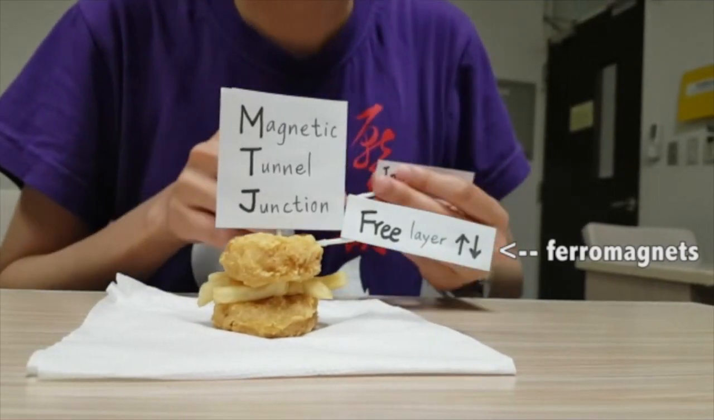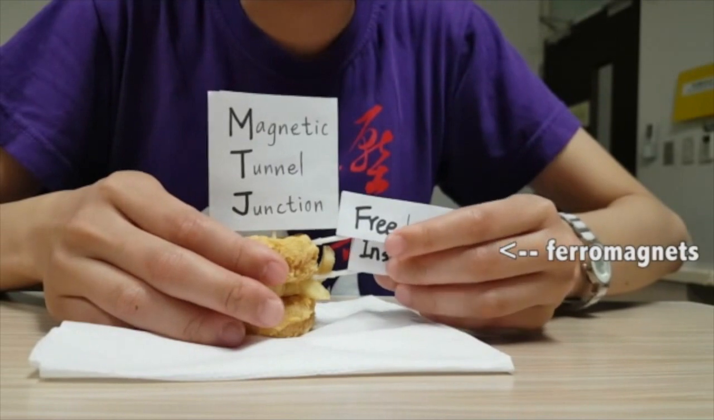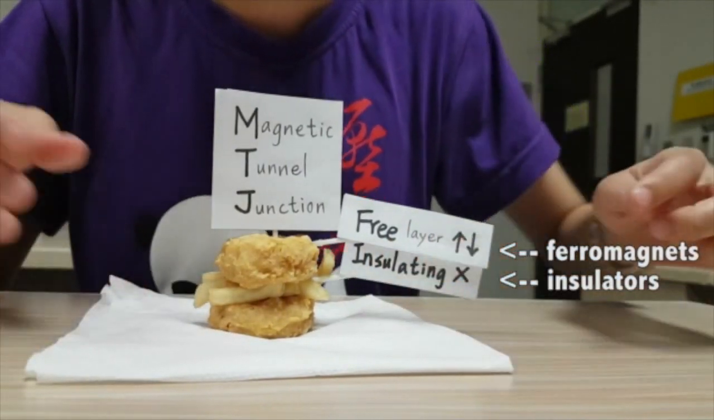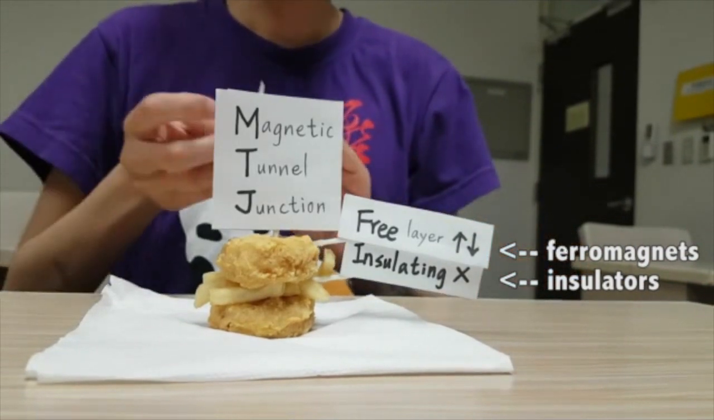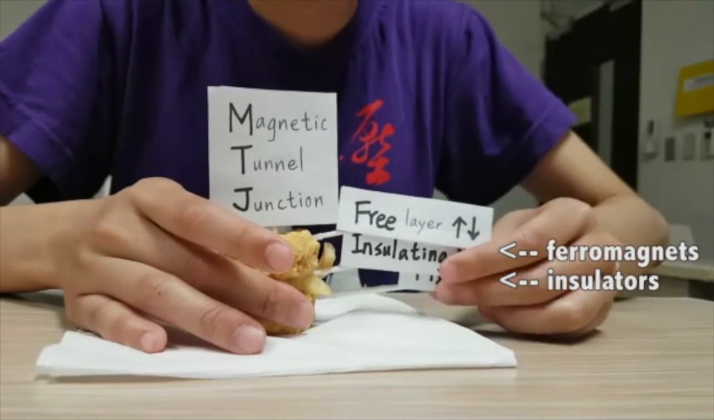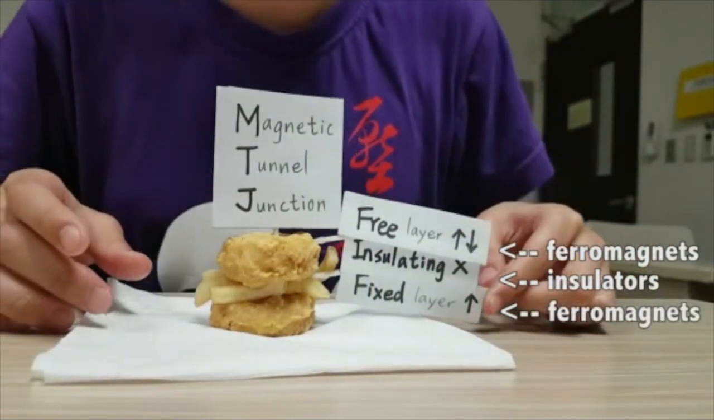In the middle is the insulating layer, for dividing the free layer and the bottom one. The last one is the fixed layer. This layer only has one direction of spin.